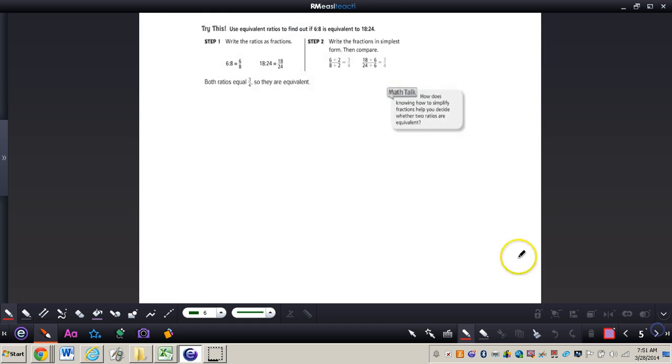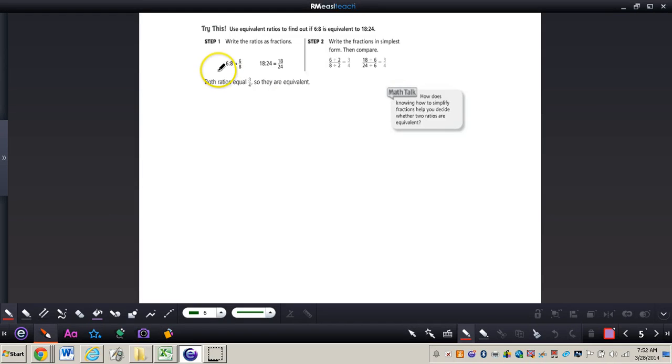So let's take a look at a few more examples here. Let's take a look at the problem at the bottom of page 263, and let's do this together. It says use equivalent ratios to find out if 6/8 is equivalent to 18/24. Now, it is important to know that whenever we're taking a look at this, we need to think about fractions and what we know about fractions. And whenever we're trying to find equivalent fractions or to see if fractions are equivalent, the easiest way to do that is to just simplify both fractions to the simplest form, and then you compare.